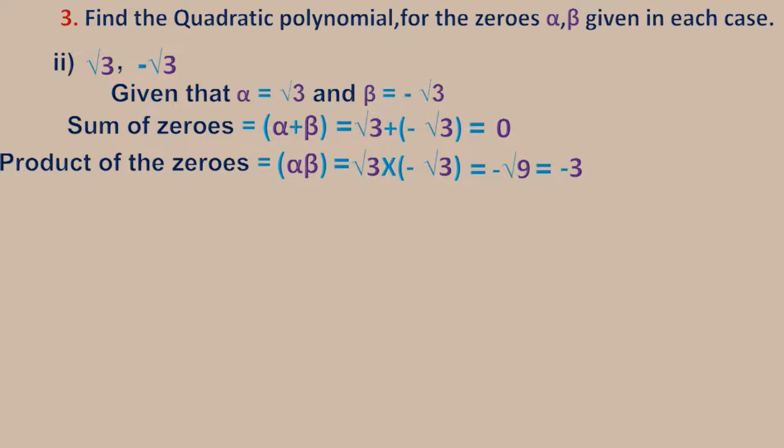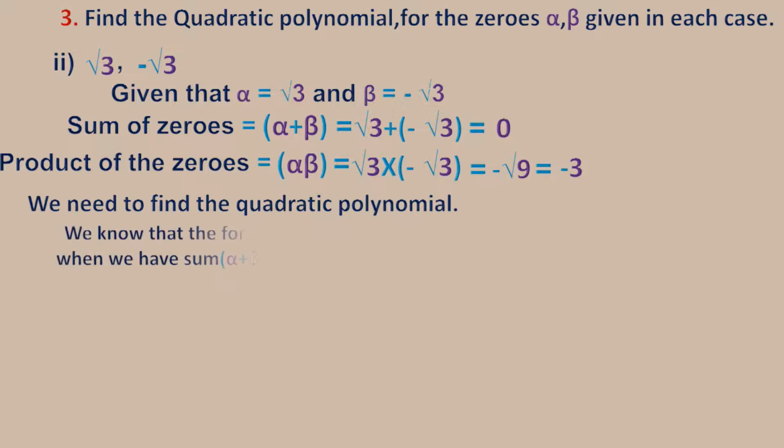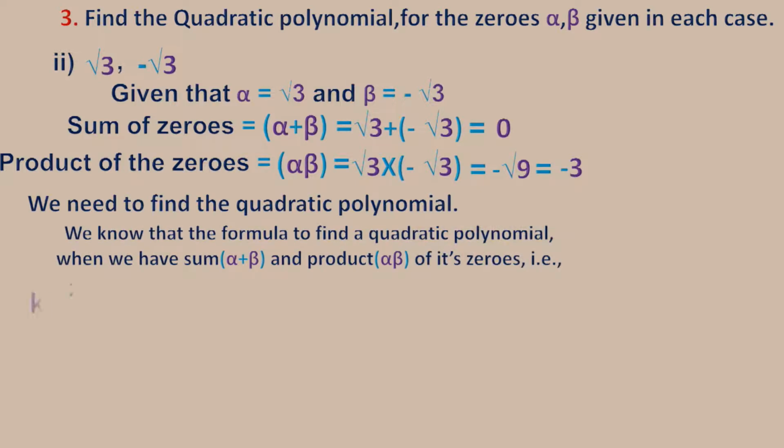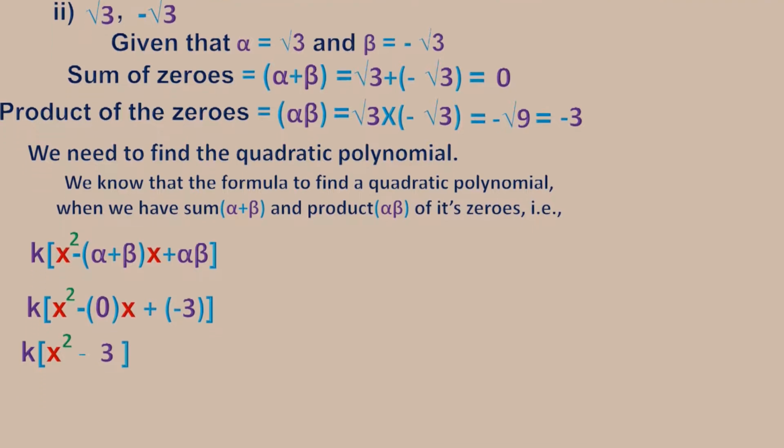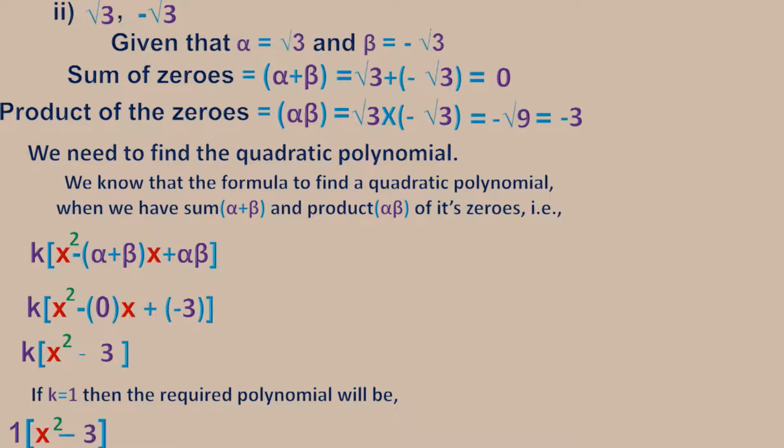Now we have the sum of the zeros and the product of the zeros. So now we are able to find the required polynomial using the formula k into x square minus alpha plus beta into x plus alpha into beta. If we substitute alpha plus beta as 0 and alpha into beta as minus 3, we get k into x square minus 0 into x plus minus 3, and by simplifying this we get k into x square minus 3. Now if we take k value equal to 1, then we get the polynomial as x square minus 3.